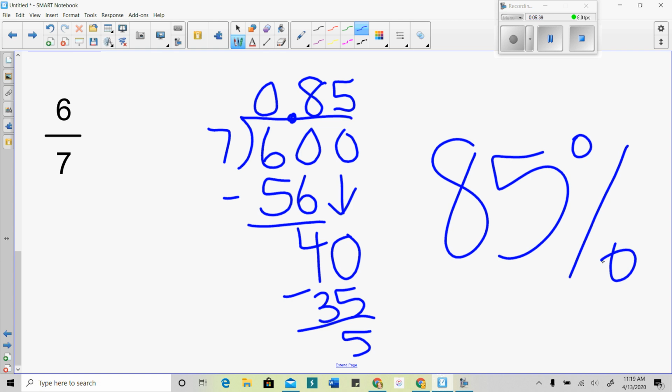So my favorite way, I think the easiest way to convert anything into a percent is to make it into a decimal first. So practice doing that today on your problems, and you're going to see it on today's DOL.